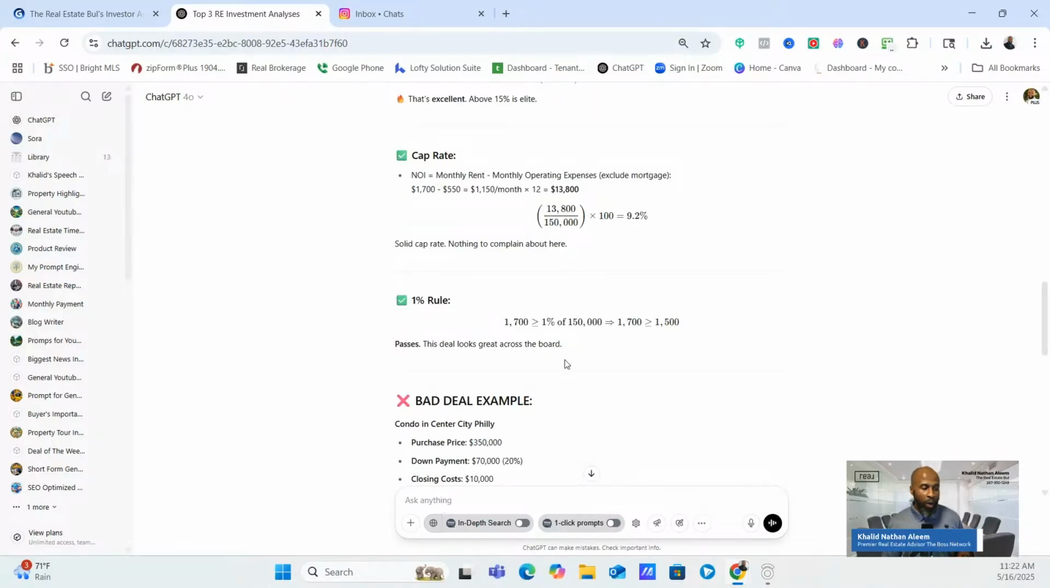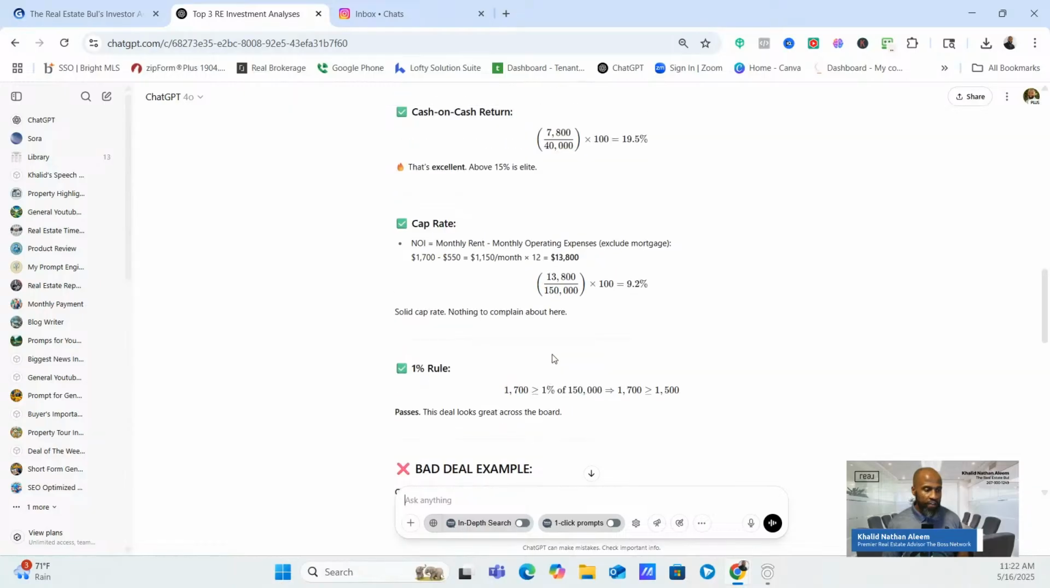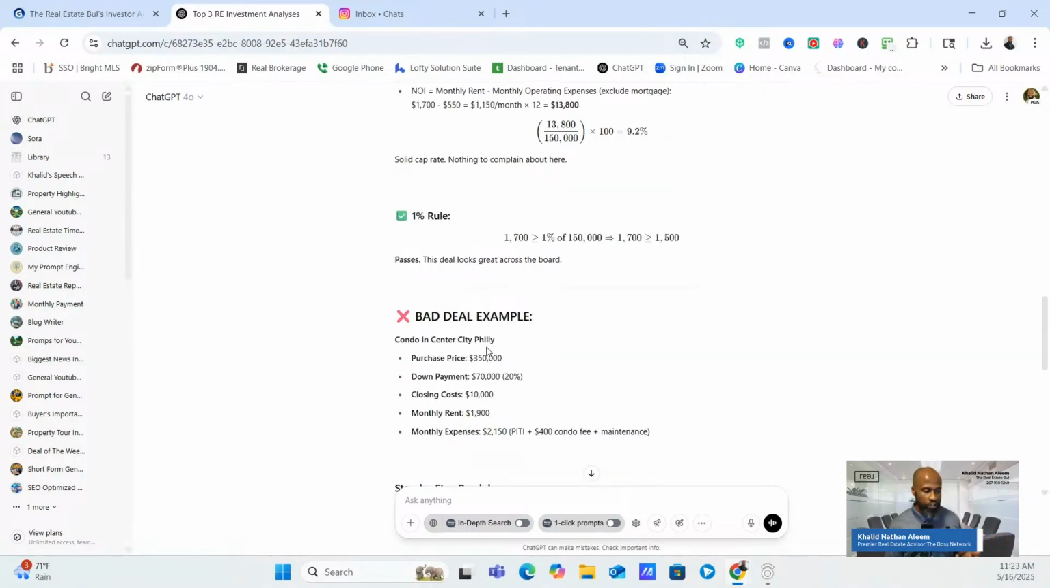The 1% rule: our cost for this was $150,000. 1% of that is $1,500. So the rent was $1,700. This passes the 1% rule. So this tells us that we should move forward in looking at this property.